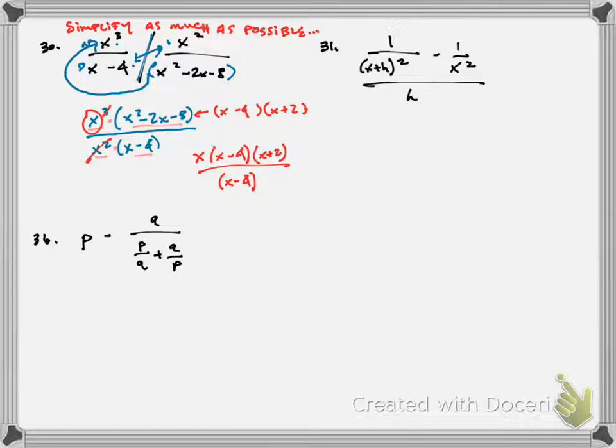x minus 4 over x minus 4 reduces to 1. I'm left with x times the quantity x plus 2. We can express this as x times the quantity x plus 2, or we could also express it as just x squared plus 2x. So a couple of different ways to write number 30 there.